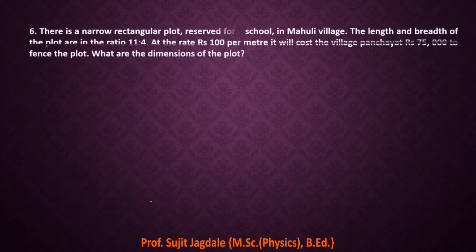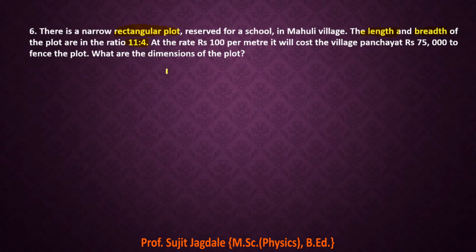Next question is question number 6 now. There is a narrow rectangular plot, actually rectangular plot is there, which is reserved for a school in Mahuli village. They had provided us the length and breadth of the plots which are in the ratio 11:4. Now these types of examples we had considered in exercise 2.2 also. So you can refer to those examples also.